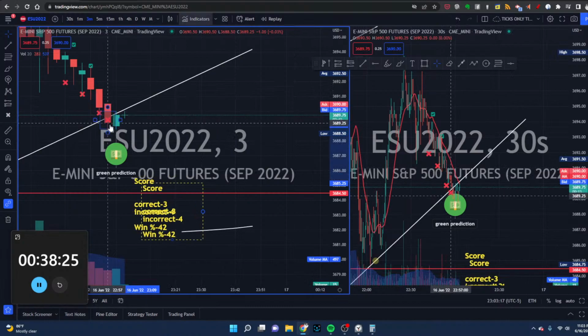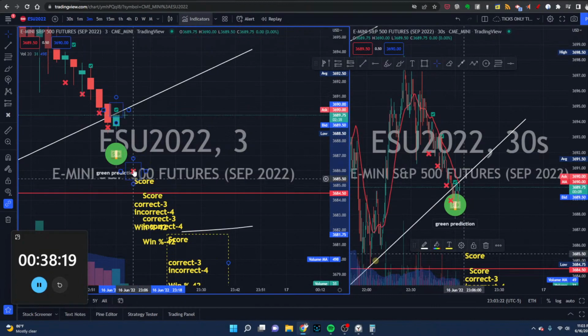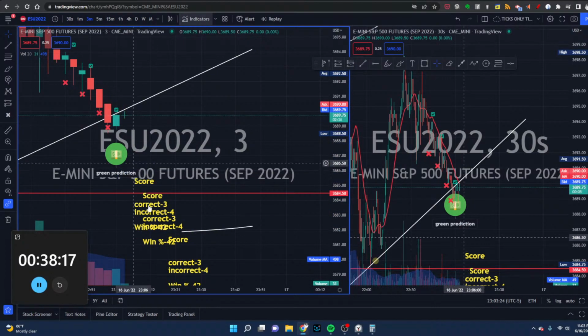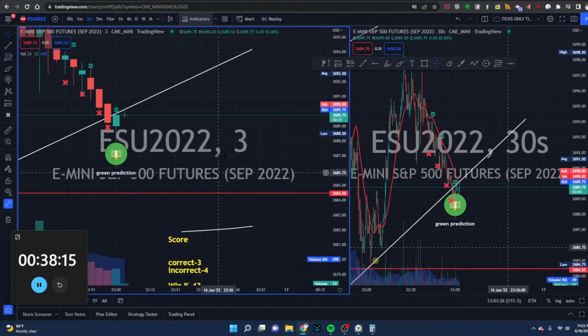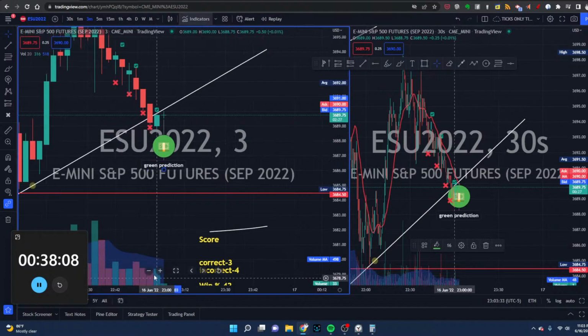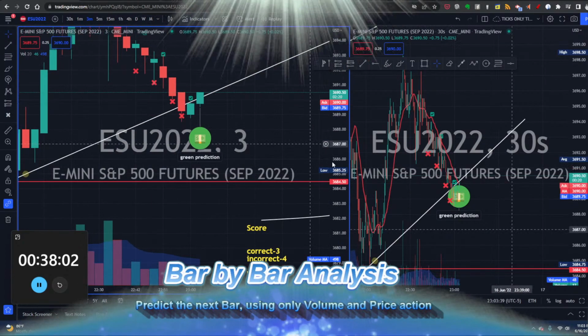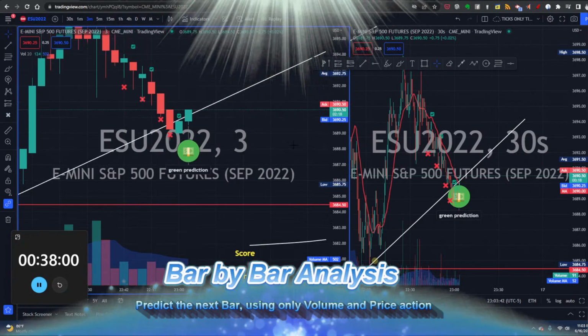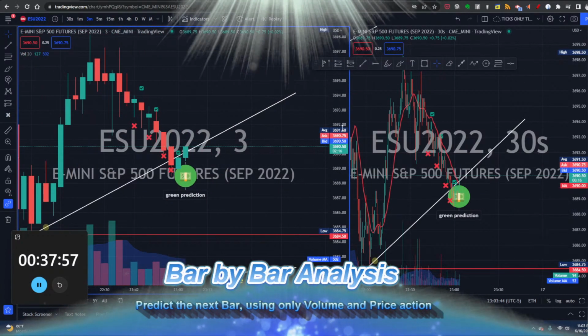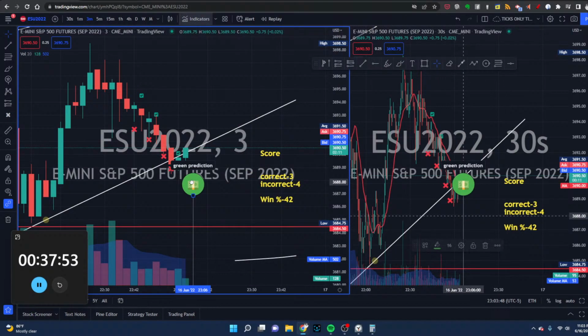But I get that one wrong, and I got this one right. Okay, I gotta get this one in 10 seconds here. Let's see. I'm gonna go green again. I like the volume here. I like that there was a struggle and that they overcame it. They were only pushed to the midline of this candle, but I think we're getting ready to come back up here. So we're going to predict green again.